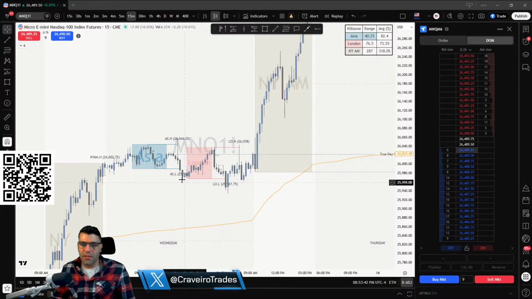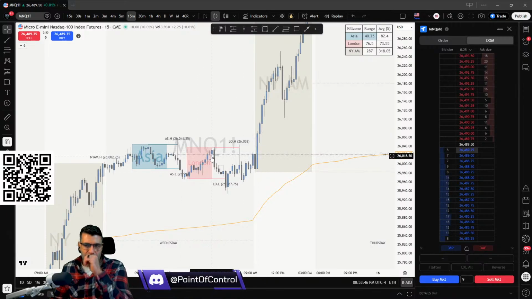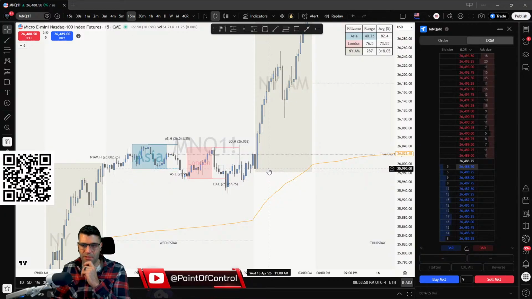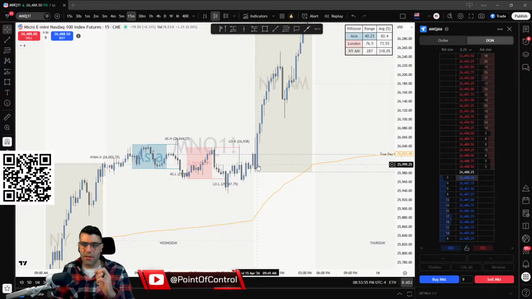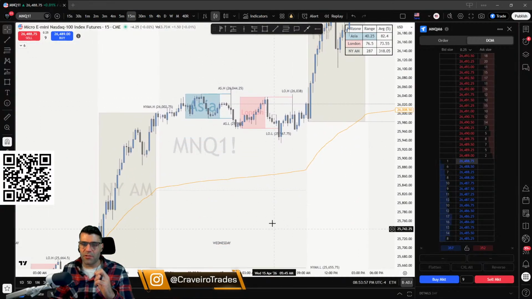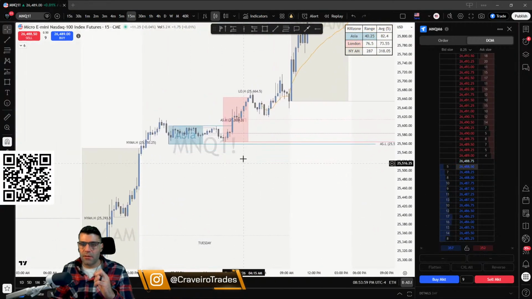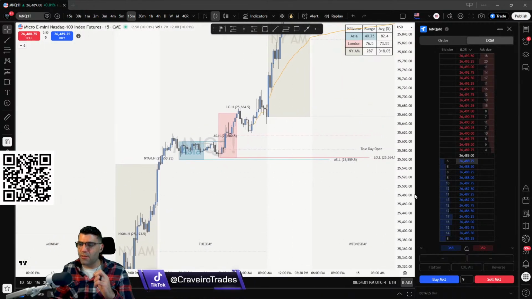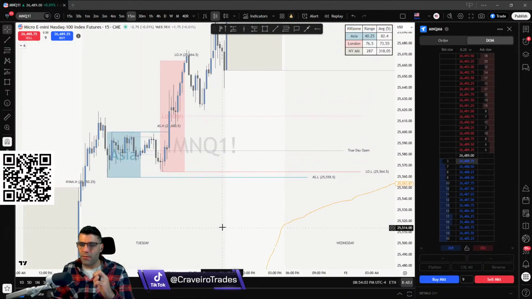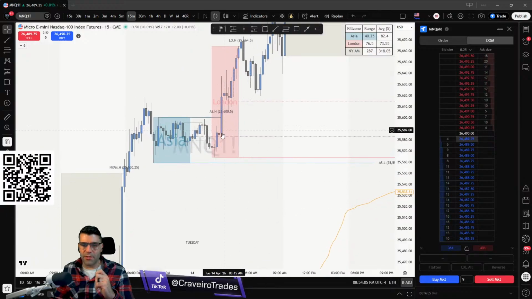But a Judas swing is the manipulation, like recognizing the manipulation. So Asia, true day open. Here we have true day open, and we have a price swing below. It's a fake manipulative swing. The real direction, because now we are in a discount, is the opposing direction. It's a Judas swing. That's the term that he has coined it, and almost every other trader knows it by.